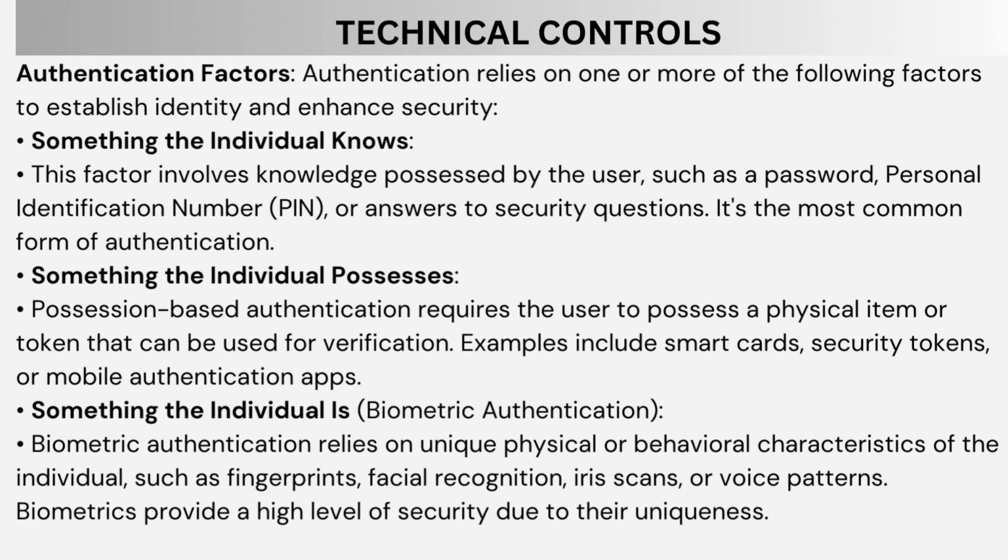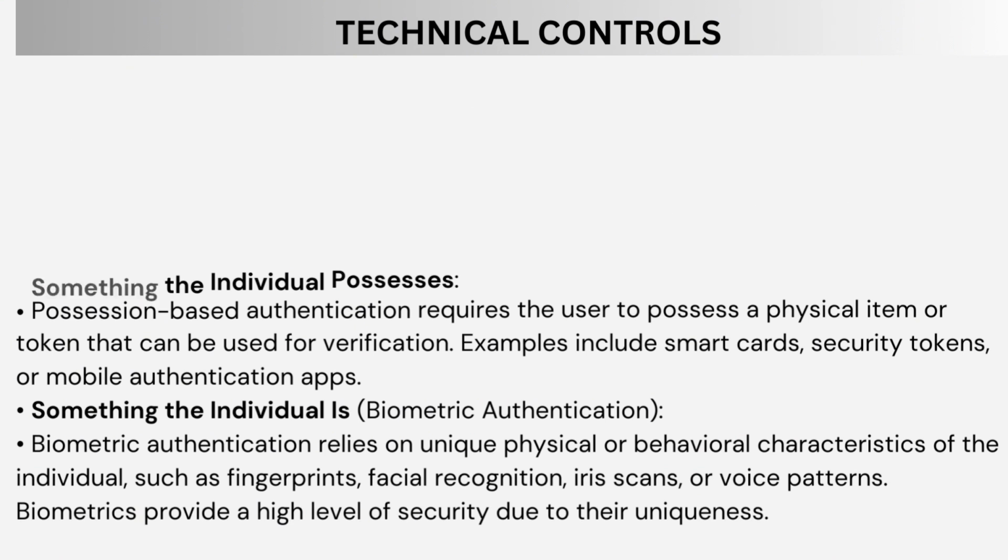Something the individual possesses. Possession-based authentication requires the user to possess a physical item or token that can be used for verification. Examples include smart cards, security tokens, or mobile authentication apps. Something the individual is: biometric authentication. That is, biometric authentication relies on unique physical or behavioral characteristics of the individual, such as fingerprints, facial recognition, iris scans, or voice patterns. Biometrics provide a high level of security due to their uniqueness.